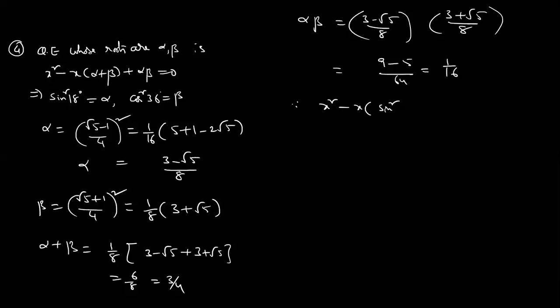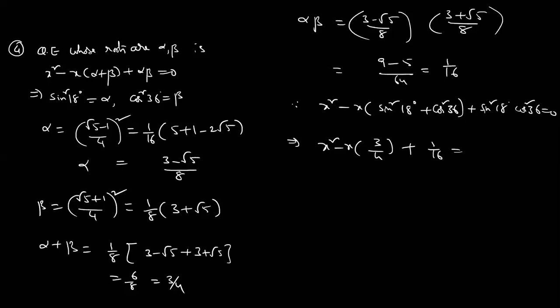x square minus x into sine square 18 degrees plus cos square 36 degrees plus the product. Dear students, accepting this point. So this is the required quadratic equation in terms of alpha and beta. Now, sum of the roots is how much? 3 by 4. Product of the roots is 1 by 16. Now multiply with 16 on both sides. 16x square minus 12x plus 1 is equal to 0, which is the required equation.